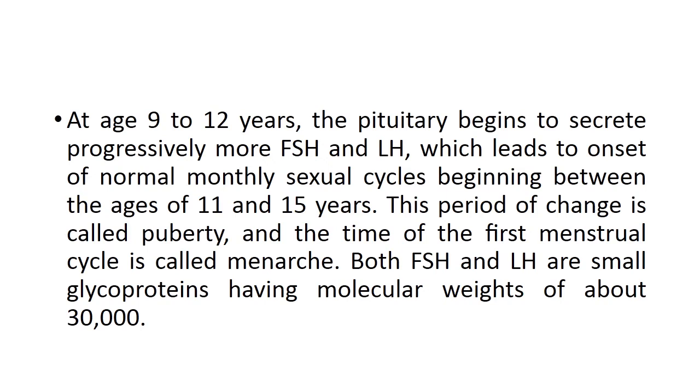At age 9 to 12 years, the pituitary begins to secrete progressively more follicular stimulating hormone and luteinizing hormone, which leads to onset of normal monthly sexual cycles beginning between the ages of 11 and 15 years. This period of change is called puberty, and the time of the first menstrual cycle is called menarche.